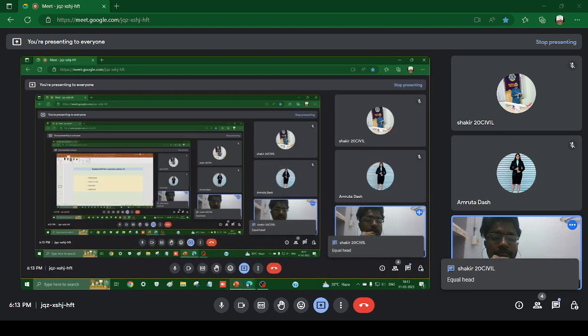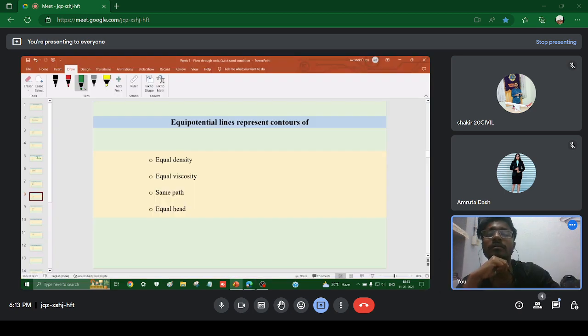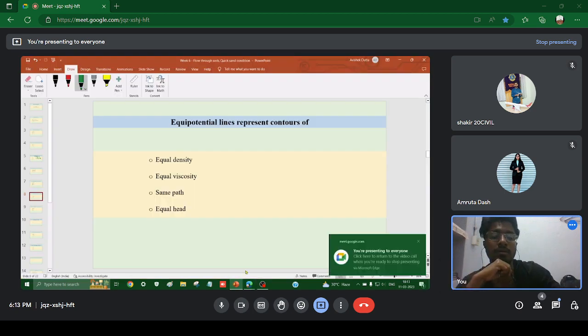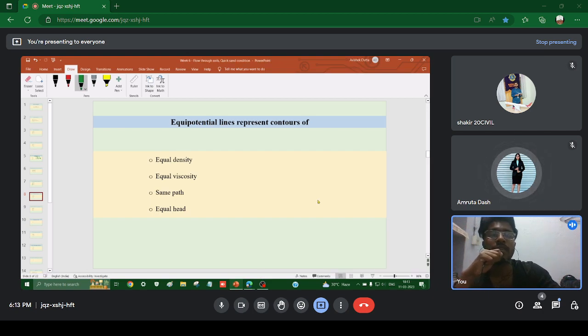Equal head. Yes. The line which joins all the points with equal energy, equal head, are called equipotential lines. Okay, so this question, the answer is equal head.